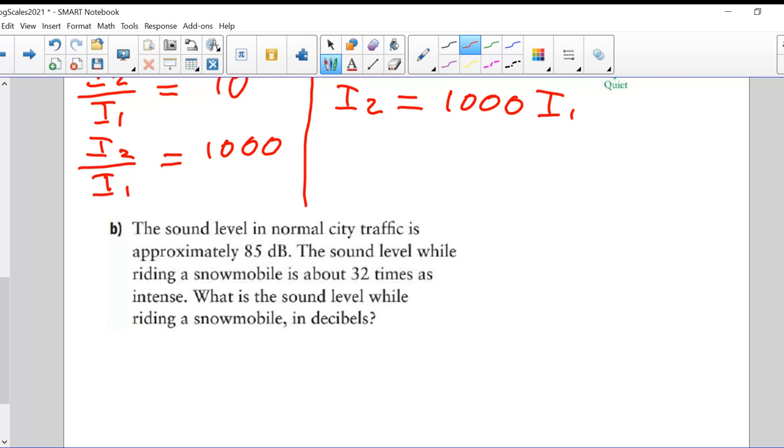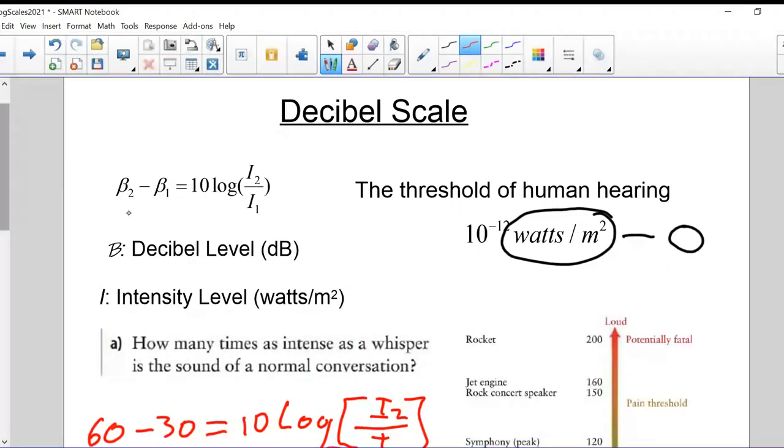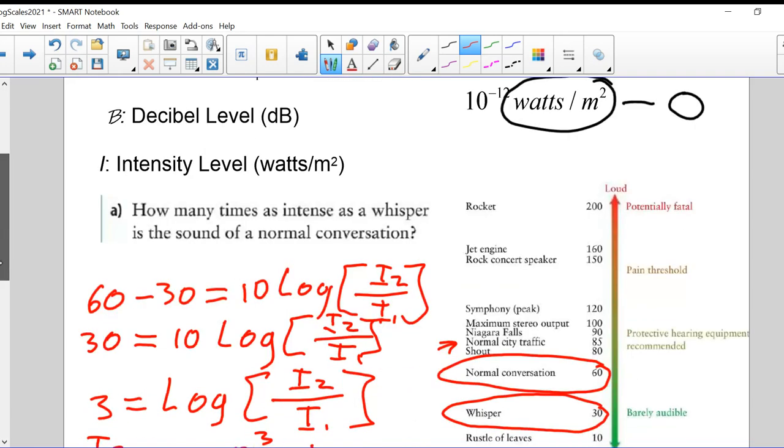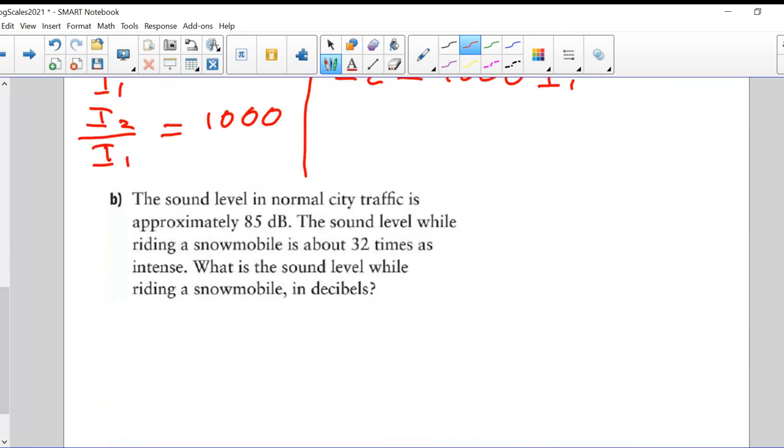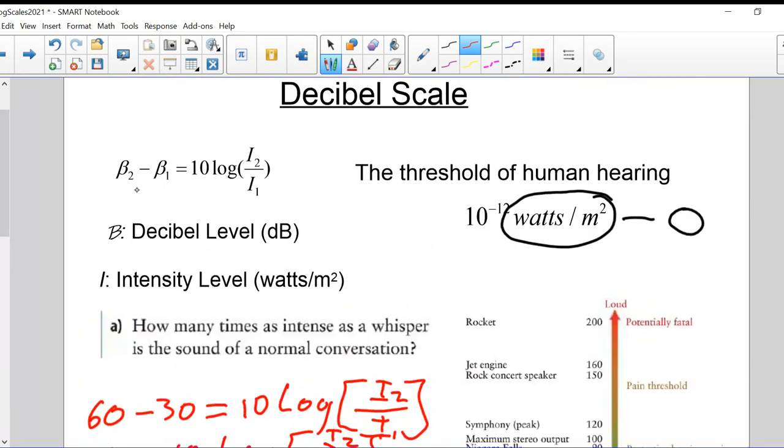So here's how I'm going to do this. Look back at the formula again. Just to remind you what the formula says: B2 minus B1 is equal to 10 times the log of I2 over I1. That's what it says, right? So why don't I put the snowmobile as my B2, right? Then I'm going to subtract my B1, which is a softer sound. That's my 85 decibels. Remember, the B2 and the B1, those are decibel levels, right?